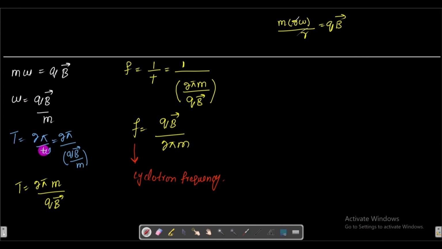So if the free electron is moving inside the external magnetic field, there will be some time period, because the charge is moving in a circular form, and it is given by this. And that free electron will have some frequency as well. That frequency is equal to 1 over the time period, and it is given by this. So this is actually the frequency of the free electrons moving in a circular path inside the external magnetic field.